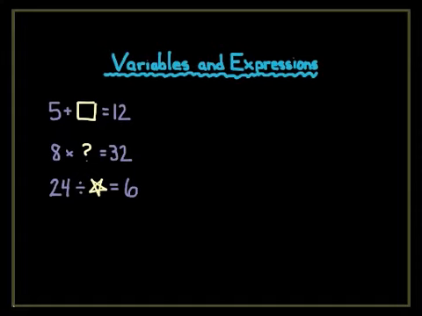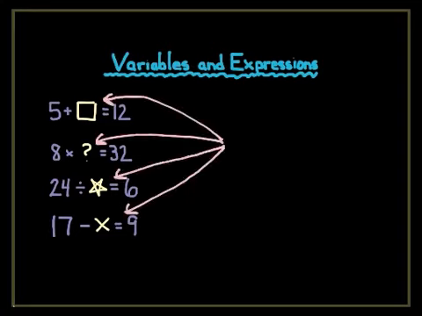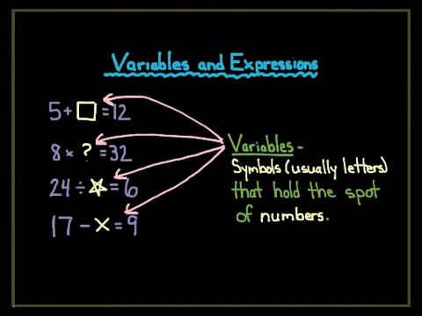However, moving forward, we are going to see not stars and question marks and squares. We will see letters, just like X here, to hold the spot of numbers. And all of these have a special name. These symbols are called variables. And so we could basically define variables as symbols, which are usually letters, that hold the spot of numbers.